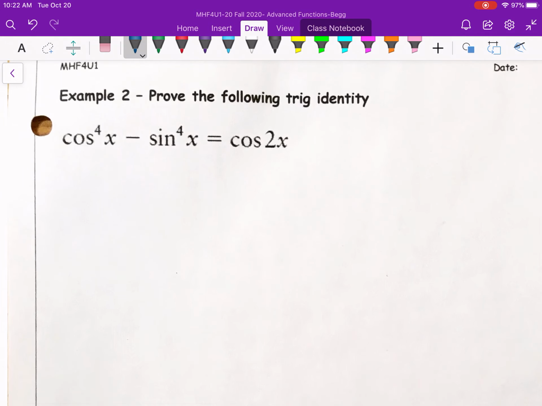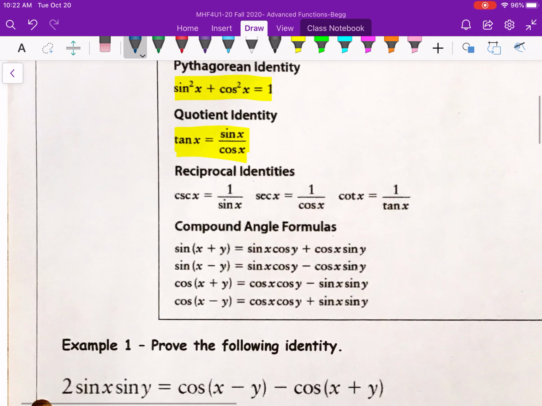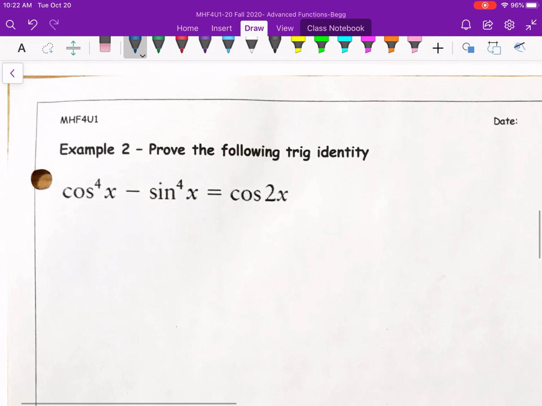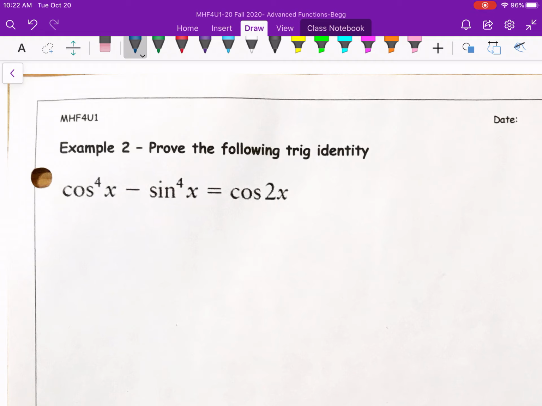And in this one, we have cos to the 4th x minus sine to the 4th x equals cos 2x. So on the left side, what comes to mind is a difference of squares. If I think of cos to the 4th x as just cos squared x, squared, and likewise with the sine, then that's a difference of squares. On the right side, I can see that as a double angle formula, which I don't think we've got written up there, but remember there are a bunch of versions of the double angle formulas.